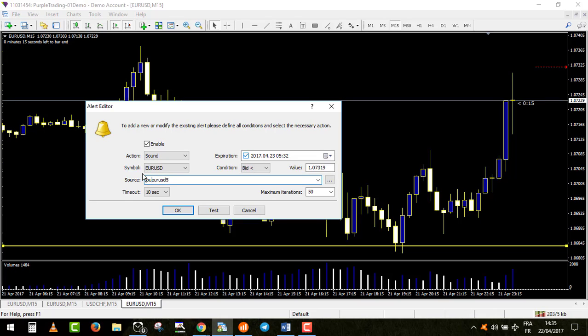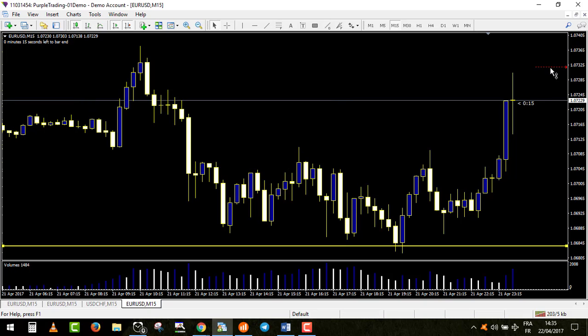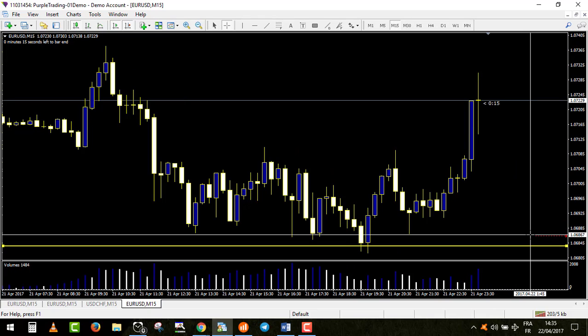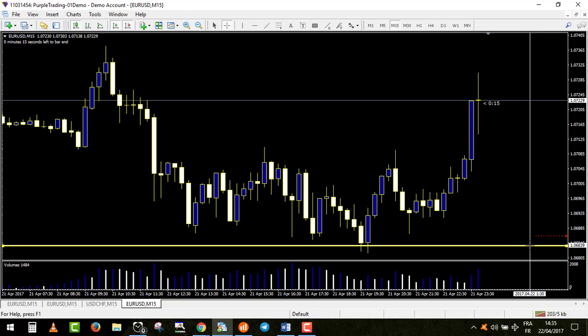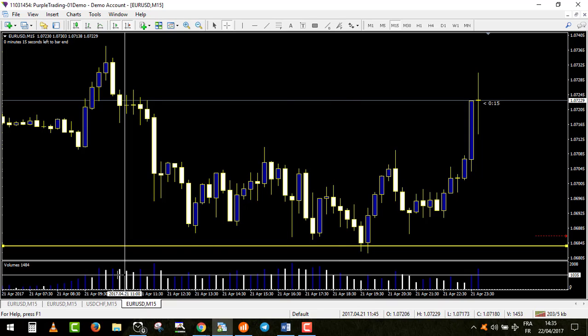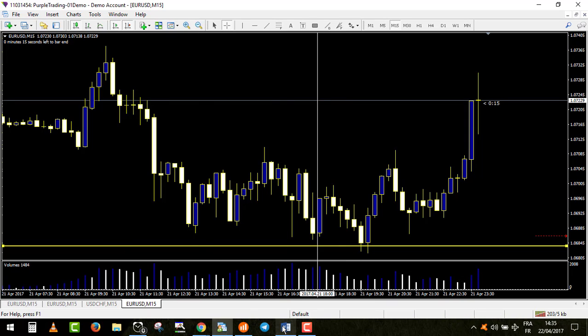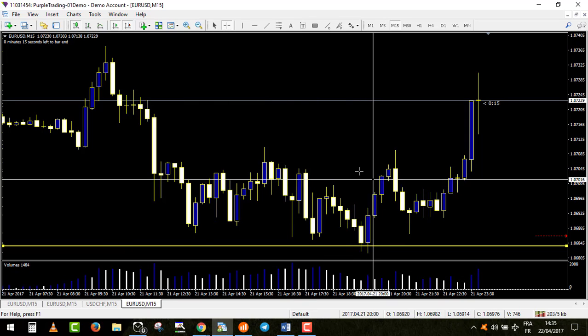I will make buy. This is the name of my buy Euro USD 5, and I plot my alert just above, so I will be alerted when the price will be here, which leaves me enough time to take my trade when the price reaches my SR, which is my horizontal yellow line. So this is how you plot an alert on MetaTrader.